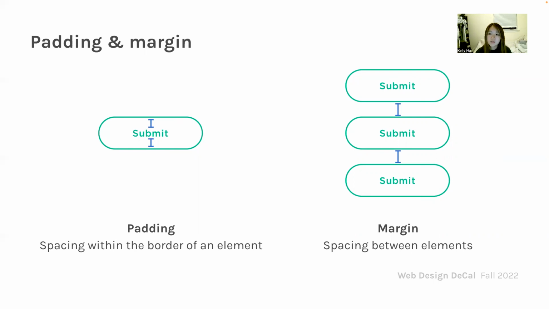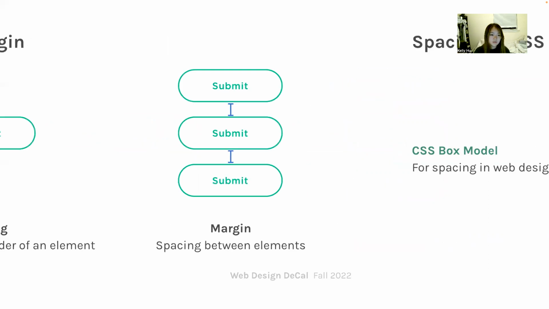When you think about margin, it's the spacing between elements. Let's say I have a bunch of buttons stacked on top of each other. The margin is what defines that spacing between things. So this is an example of the micro level spacing that I just talked about, where these are some little things to keep in mind when we think about adding white space and space into our designs.